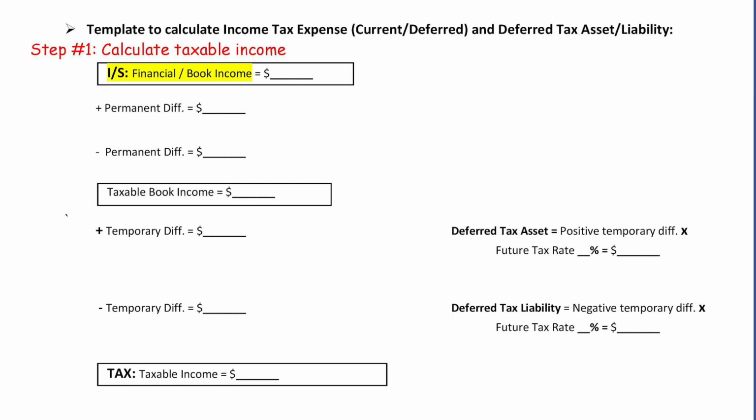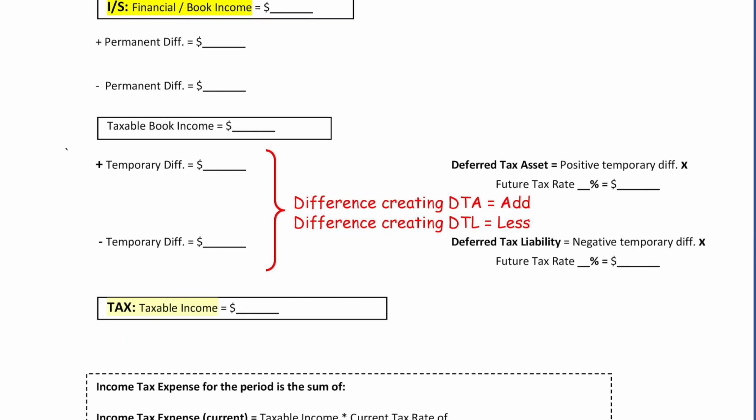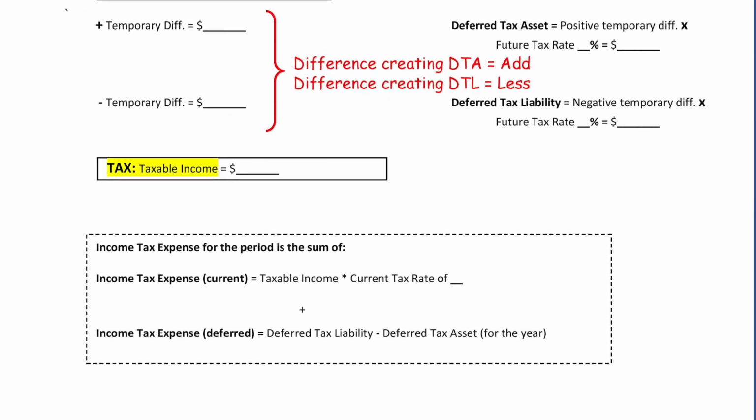You adjust for permanent differences, plus or minus gives you the taxable book income, and then you adjust for temporary differences, could be a plus or a minus. Put a bracket there and write difference which creates DTA, add. Difference which creates DTL, less. And this way you get to highlight taxable income. So that's on your tax books.